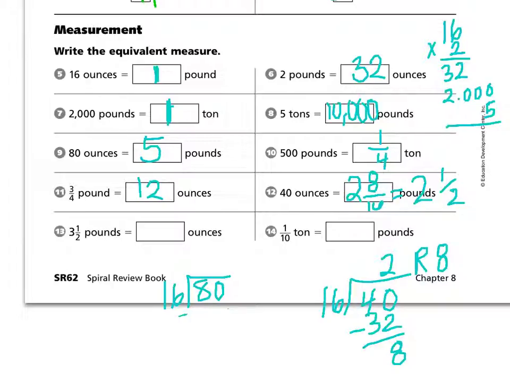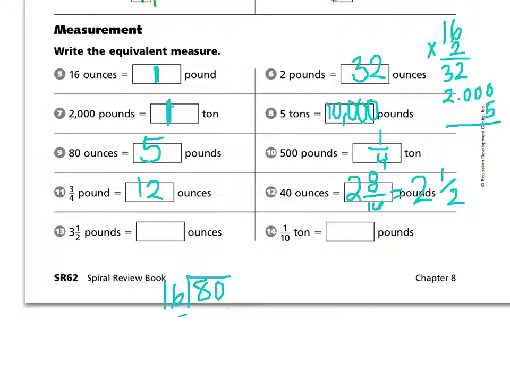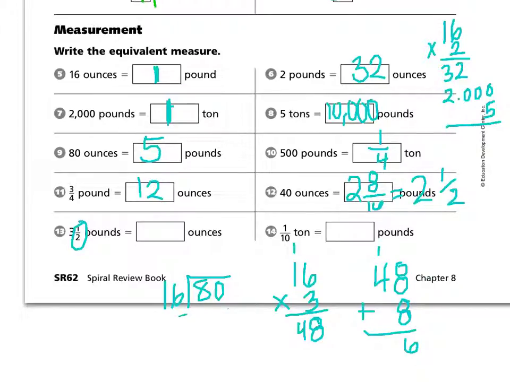For 3 1/2 pounds, I'm going to figure out how many ounces that would be. I know that 16 ounces is 1 pound, so I would do 16 times 3 and get 48. But I need half of a pound more. Well, half of a pound is 8 ounces. So 48 plus 8 would be 56 ounces.